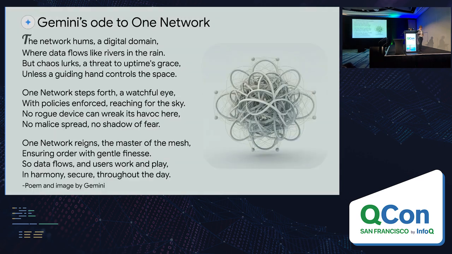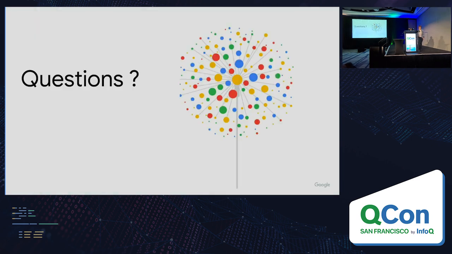Yeah, and we didn't talk much about generative AI here. And that's why we decided to ask Gemini to write a poem for One Network and draw the image. So here it is. It's actually a pretty nice poem, so I like it. Feel free to read it. Yeah, questions? All right, if you have a question, I can run a mic to you.